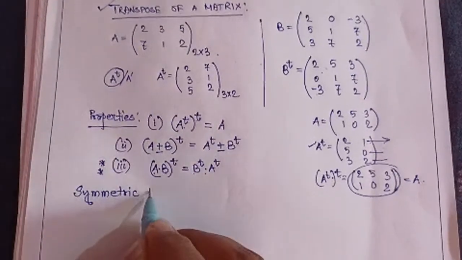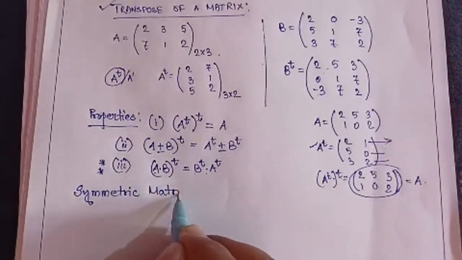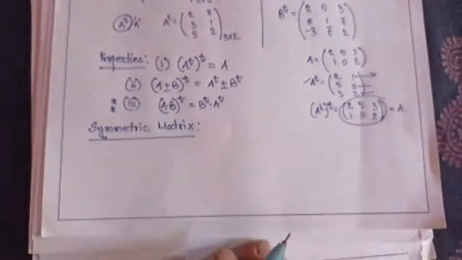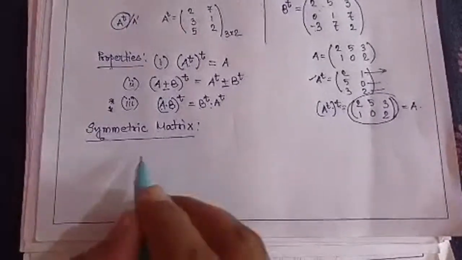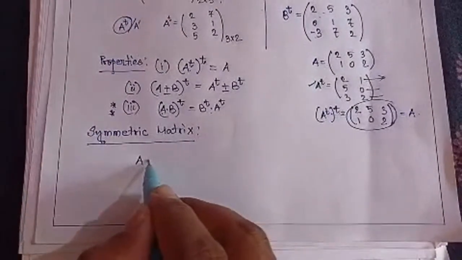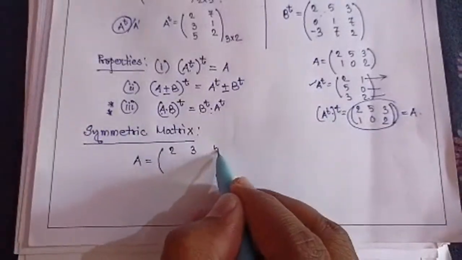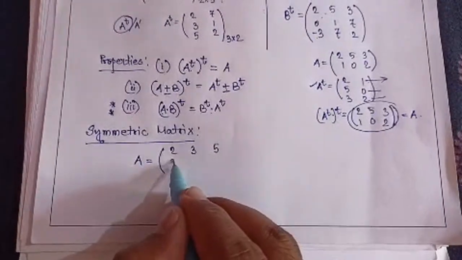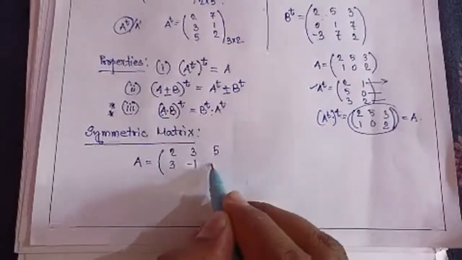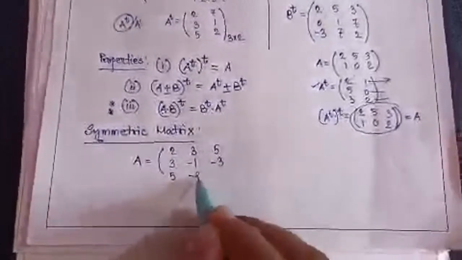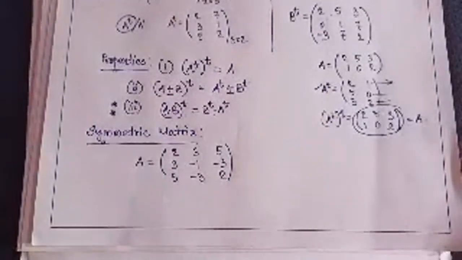Symmetric matrix. Okay, so let me consider one example. After that I'll give the definition of a symmetric matrix. Let me explain it first by an example. Suppose one matrix I am taking A, which is 2 3 5, 3 minus 1 minus 3, 5 minus 3 2. This matrix I have given to you.